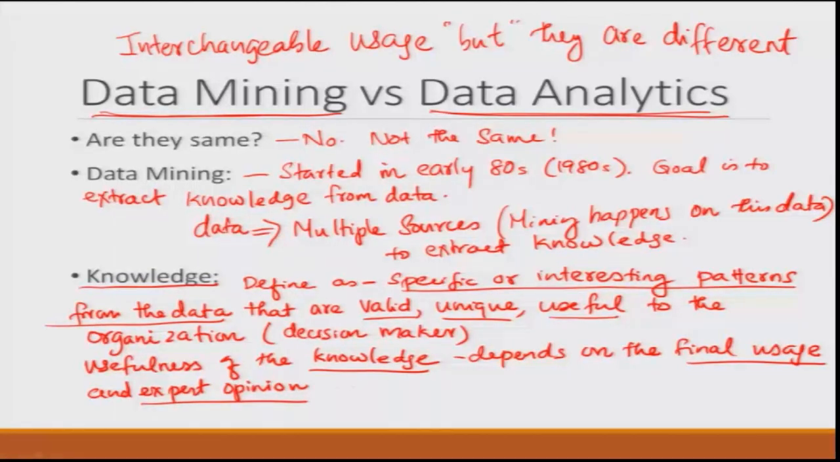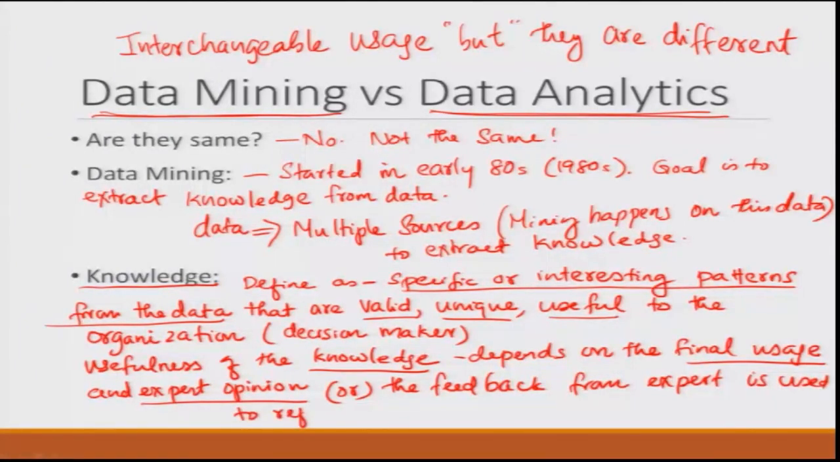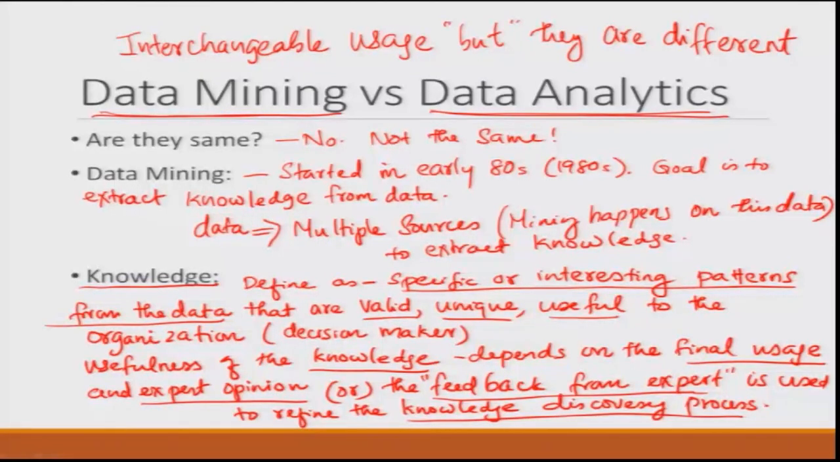In other words, the feedback from the expert is used to refine the knowledge discovery process. Whatever feedback the expert gives about whether the knowledge is valid, unique, and useful to the organization is taken and used to refine the knowledge discovery process, or the data mining process. So data mining, to a large extent, is about looking for interesting patterns from the data.